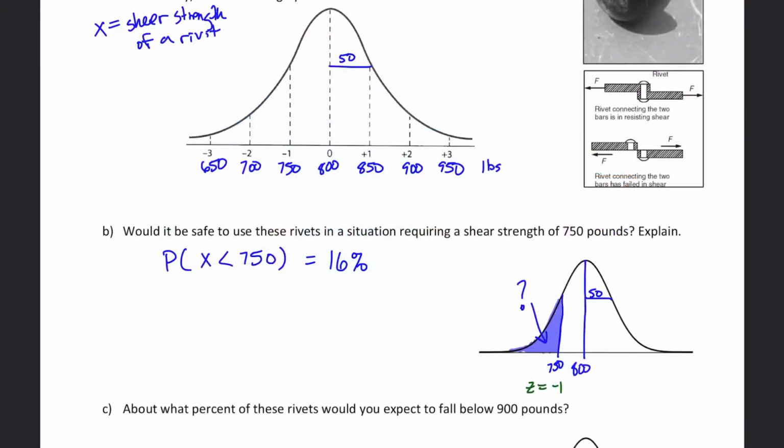So imagine that 16% of the bolts on the wing of the plane that you most recently flew on had a pretty good likelihood of just breaking and falling apart. Would you want to fly on that plane? No, right? So these particular rivets should not be used in a situation requiring that strong. Maybe only 650, but probably actually less.